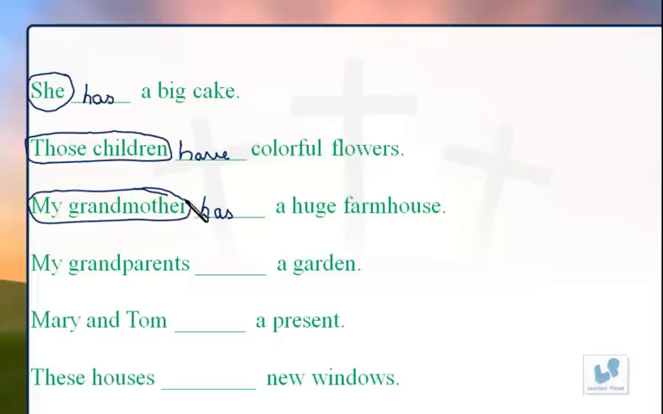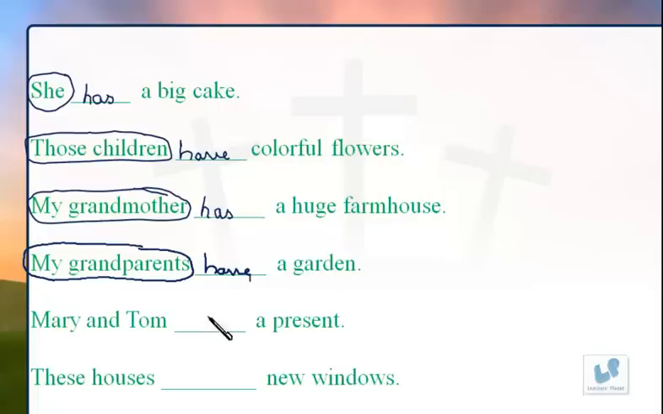Now the next fill in the blank is, my grandparents dash a garden. Now my grandparents, this refers to more than one person that I am talking to you about. So I am the speaker, you are the listener, and my grandparents, they are the third person plural. And with the third person plural, we use have. So the correct fill in the blank will be have. My grandparents have a garden.